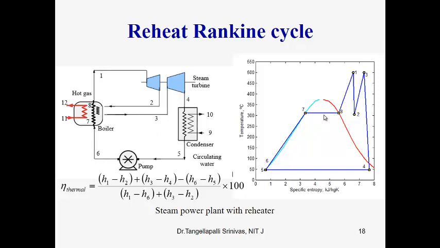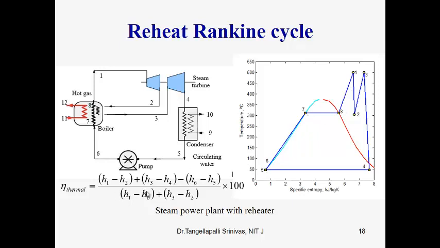In the TS diagram, the superheated steam is expanded in the high pressure steam turbine, reheated to the original temperature or above the original temperature. Its expansion continues in the low pressure steam turbine. Condensation, pumping and the boiling.